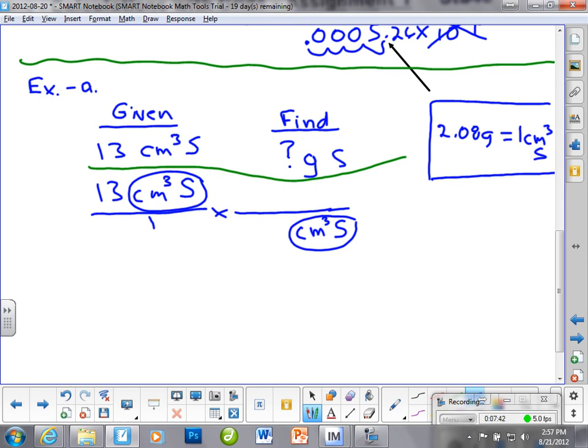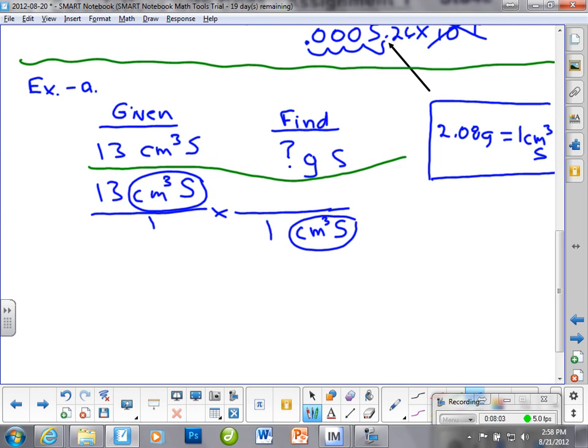Now do you see why that's so important? You've got to get the right guy on the bottom. If you get the right guy on the bottom, you've got it made. If you get the wrong guy, if you started with the 2.08, you'd be all messed up, and you'd have the inverse of the correct answer when you got done, which isn't so good, because that means it's going to be wrong.